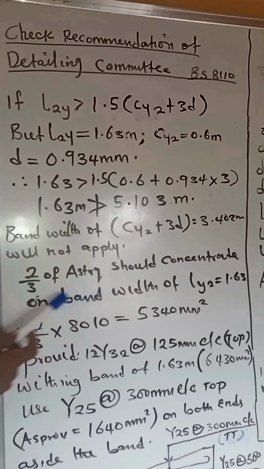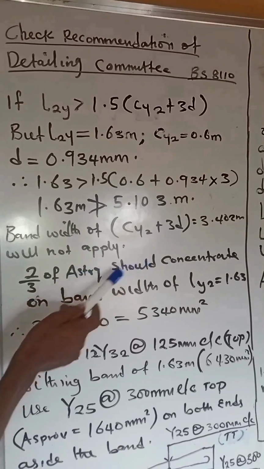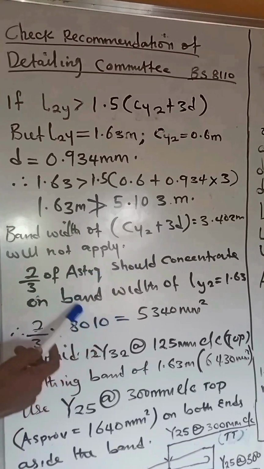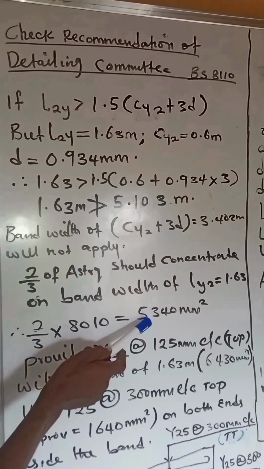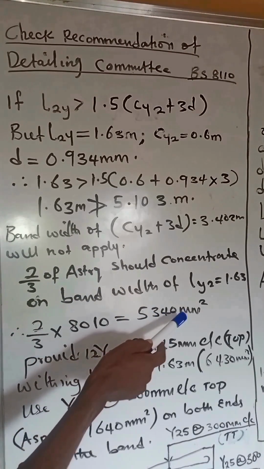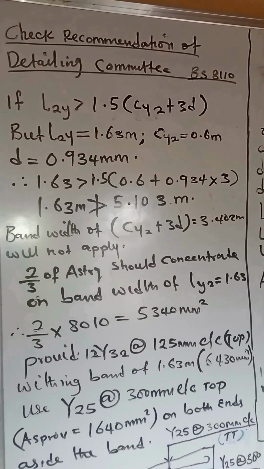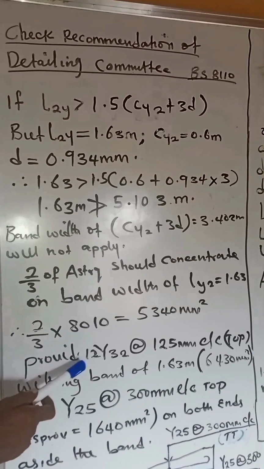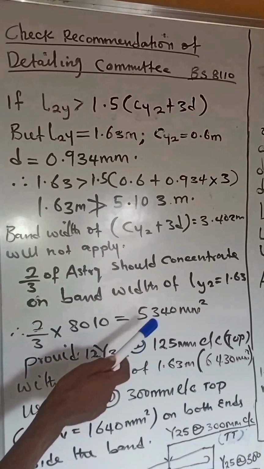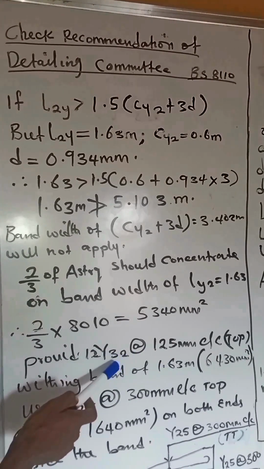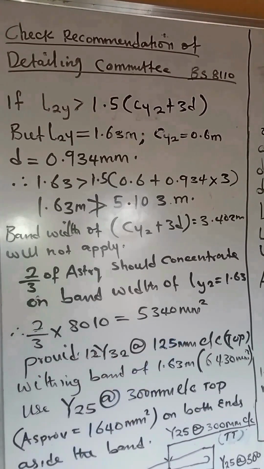All right, so let's look for 2/3 of the reinforcement. We'll look for that. 2/3 of the reinforcement will give us 5,340 mm square. Okay, so that is 2/3 of the reinforcement. So we are providing Y32 at 125 millimeter center to center as the top reinforcement within this band. Now, within the band of 1.63, that's where we're going to have it.